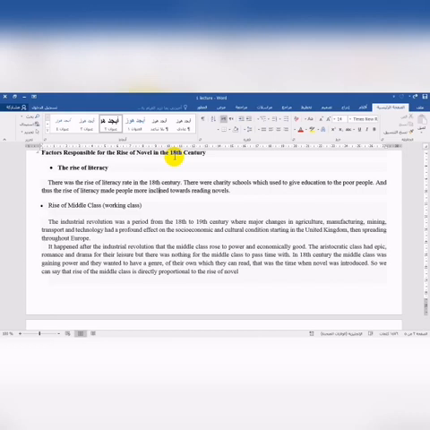Into three classes: upper class, middle class, lower class, or working class. Upper class, it is the owner of the factory. Middle class, those are the working class. I mean, they are workers, they have a job, but they are not rich. They are educated, yes, they know how to read and write, but they are not rich.